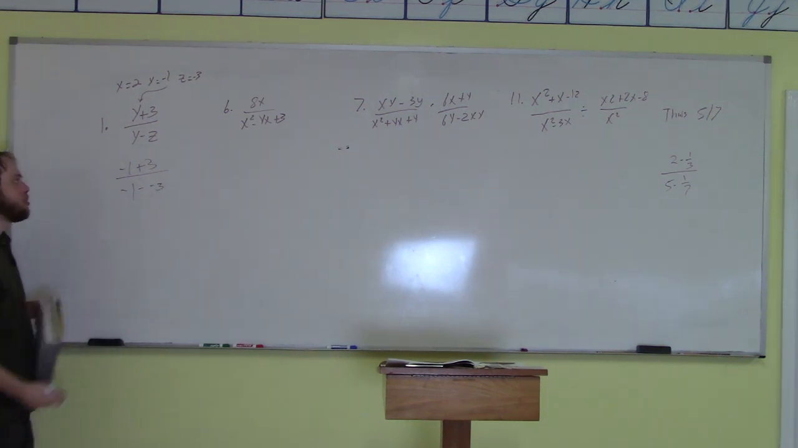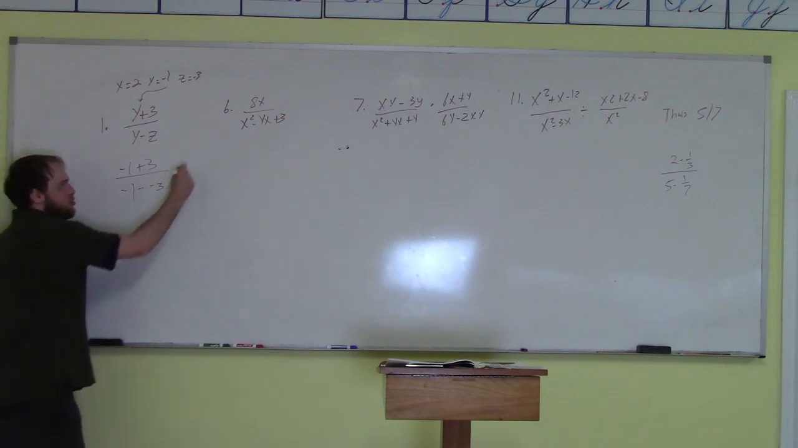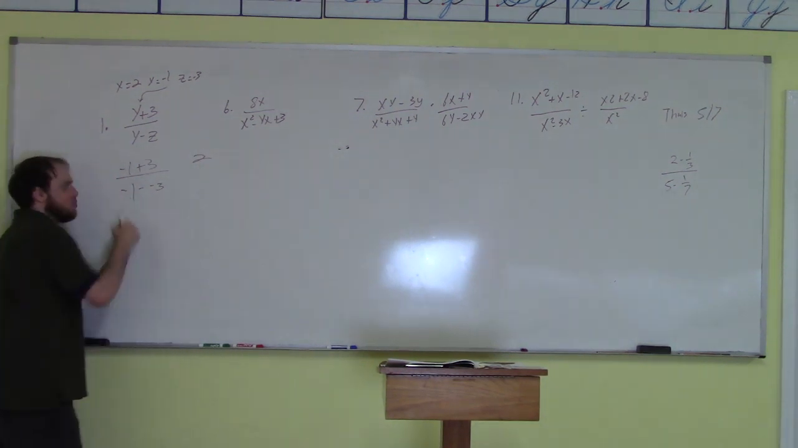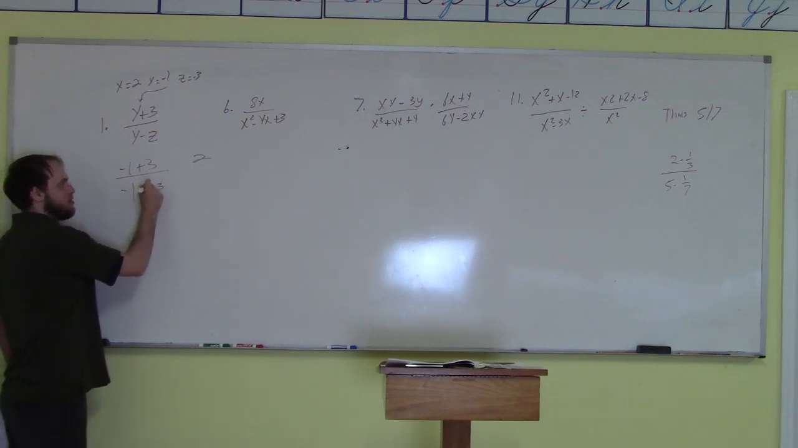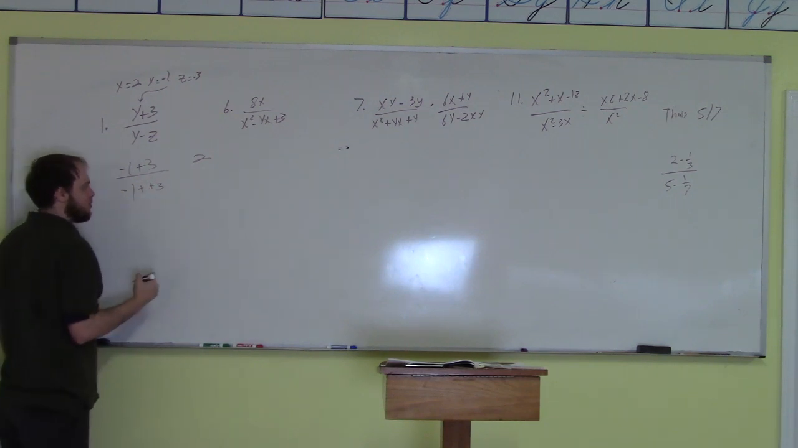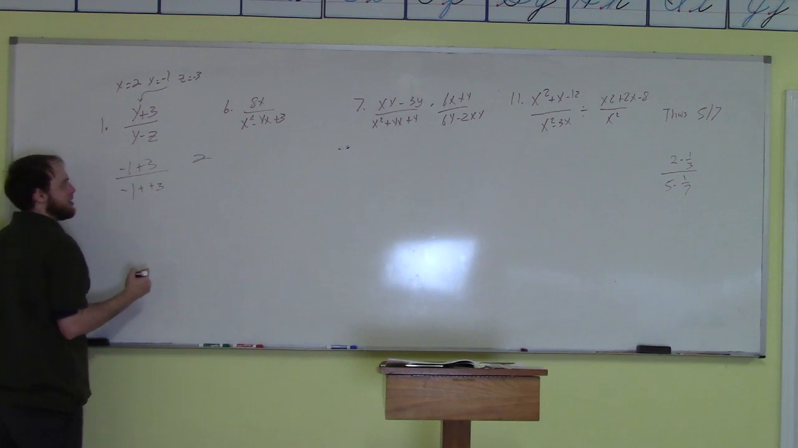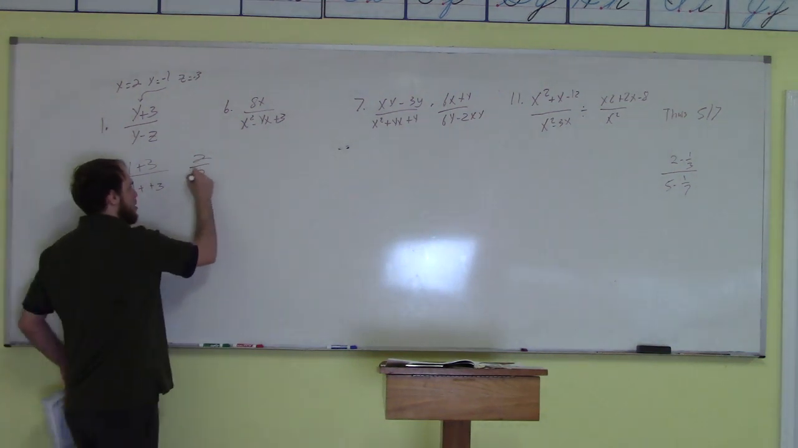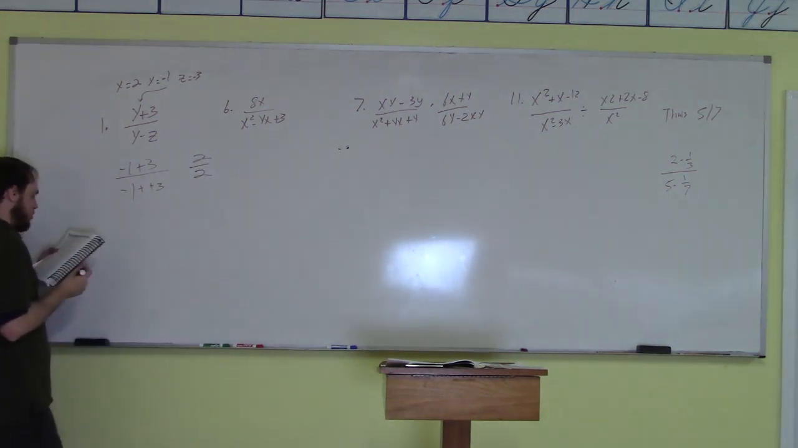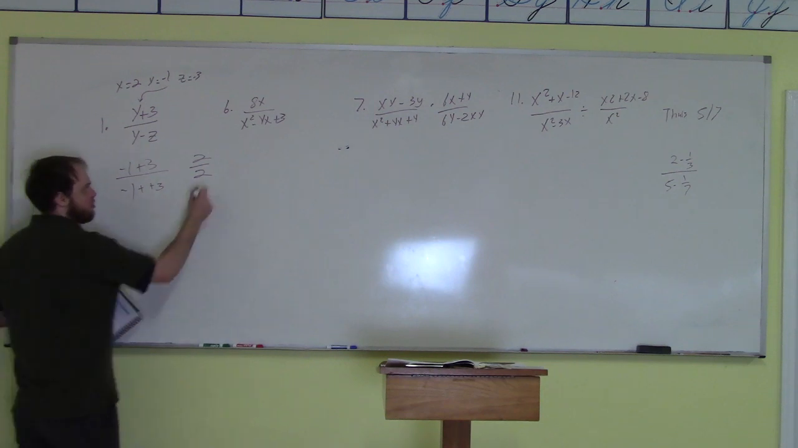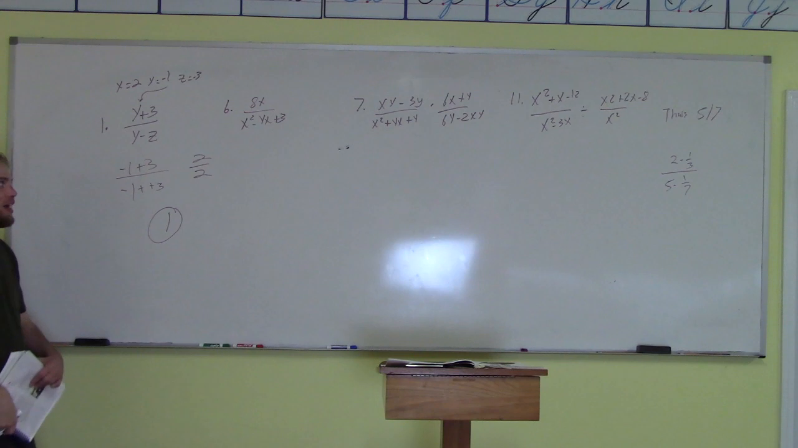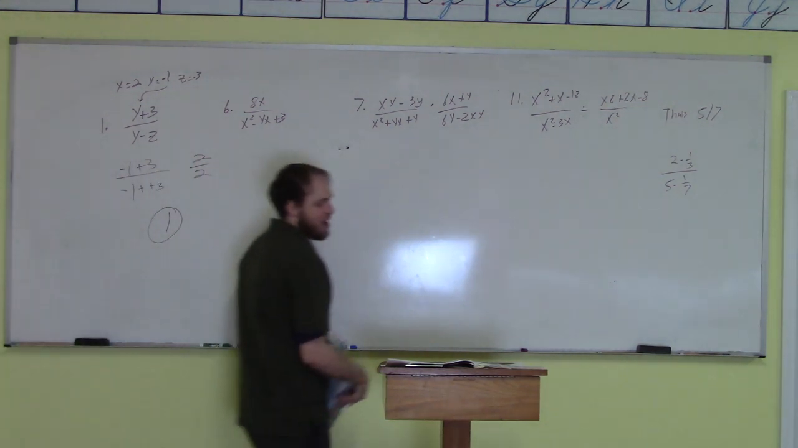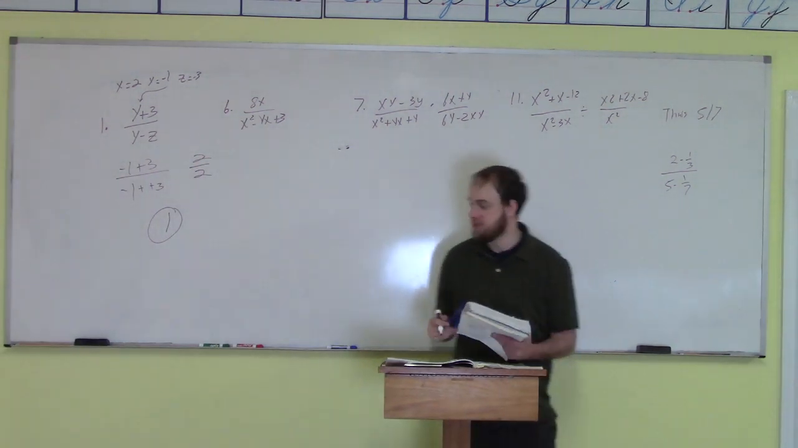Okay, so negative 1 plus 3 on the top is a 2. And then negative 1 minus a negative 3, negative minus a negative turns into plus a positive. So negative 1 plus 3 is 2. So I end up with 2 over 2, which reduces to just 1. So that answer would be 1. For those, you just plug x into x, y into y, z into z, and solve.